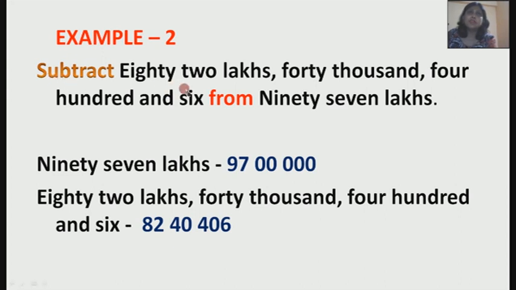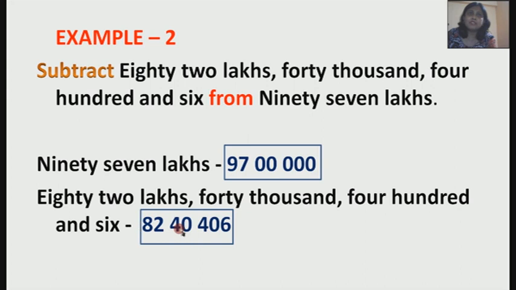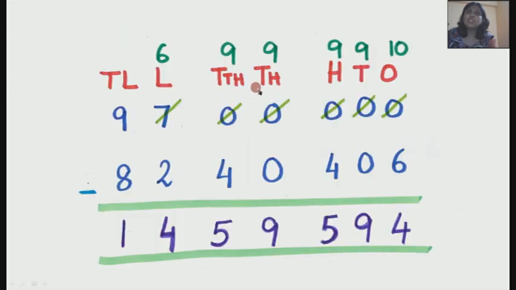Subtract 82 lakhs 40,406 from 97 lakhs. So obviously 97 lakhs is more. So first what we do, we write 97 lakhs in figures. Indian system, so you can see the proper gaps have been given. This is 97,00,000. The next number, 82 lakhs 40,406, has been written in figures, and then we write the places on top. We can't forget that, very important, writing the places, then the bigger number, the smaller number, and we have done the subtraction in the same way we did the previous sum.